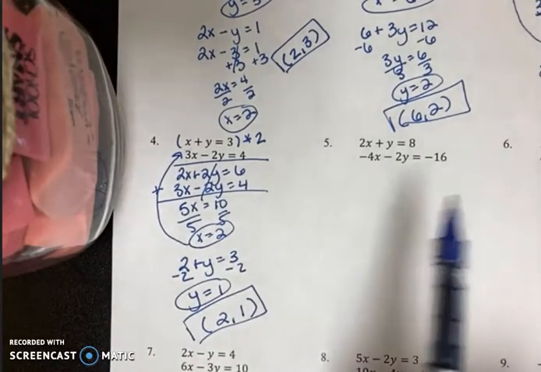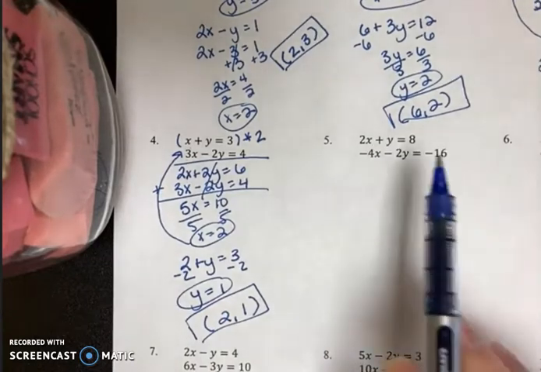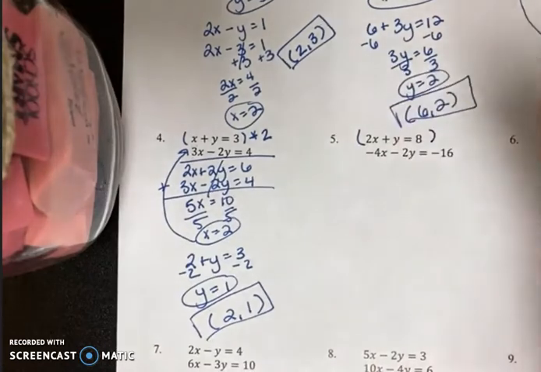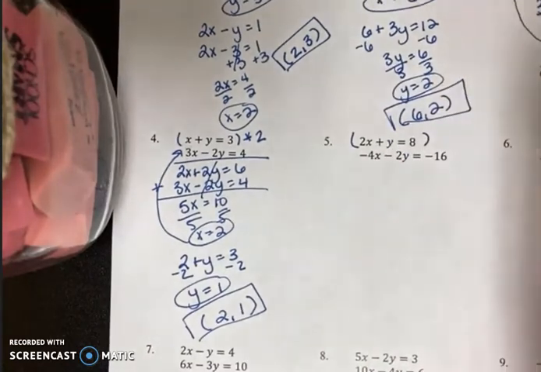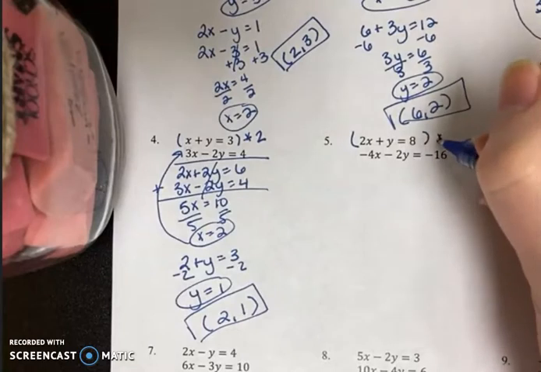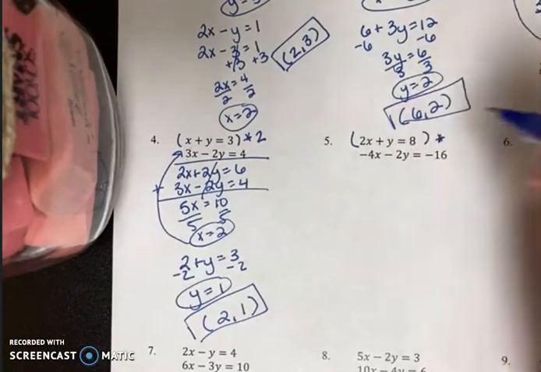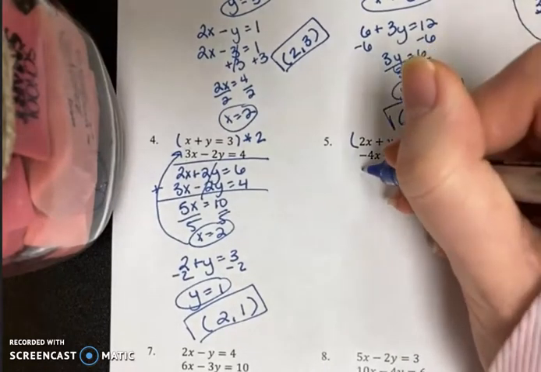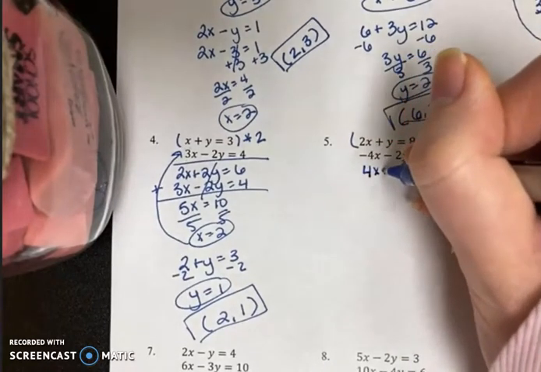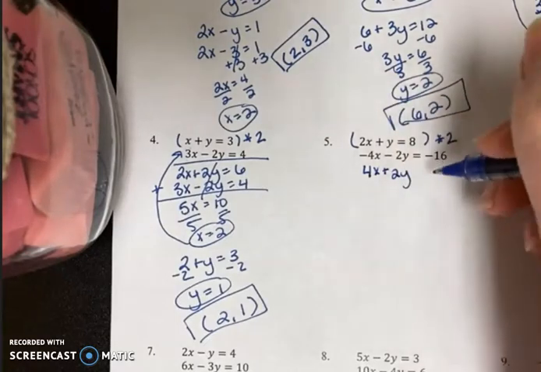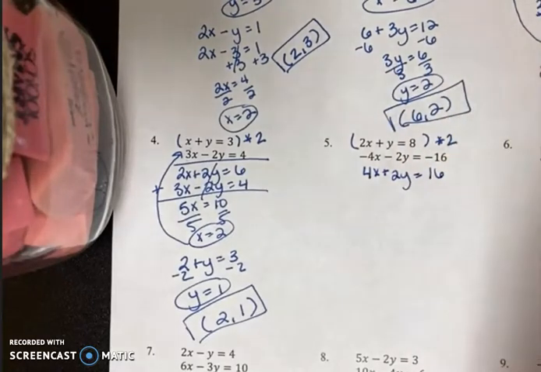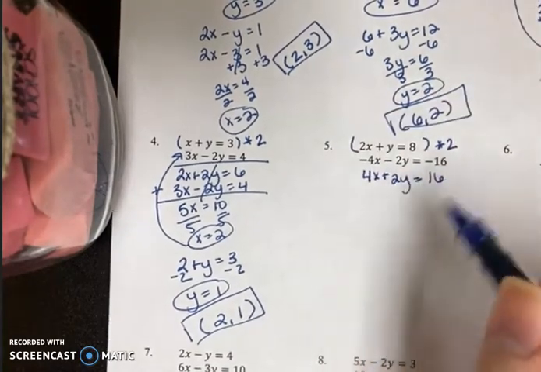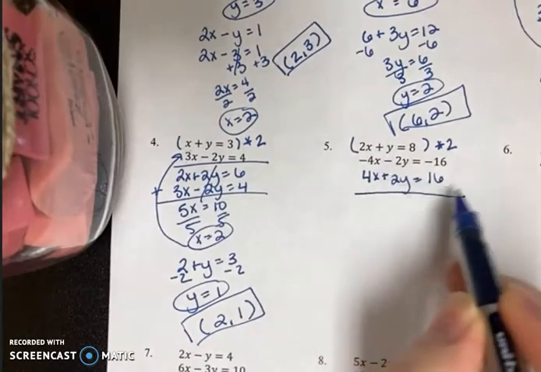Number 5, when I look at this, again, doesn't matter if you want to cancel the x's or the y's. Let's say I wanted to cancel out the y's this time. All I would have to do to cancel out a negative 2 is make that a positive 2. So I'm going to multiply by a positive 2. Rewriting the first equation, I get 4x plus 2y equals 16. And then you could rewrite the second equation, or you can see that it's right there.